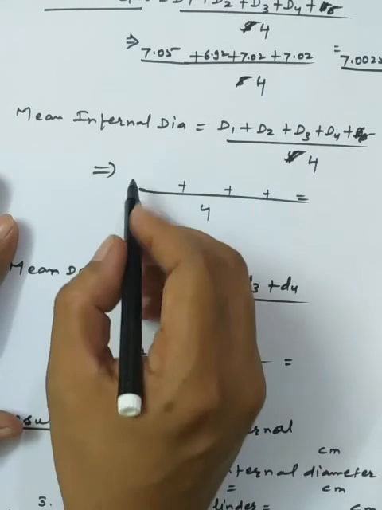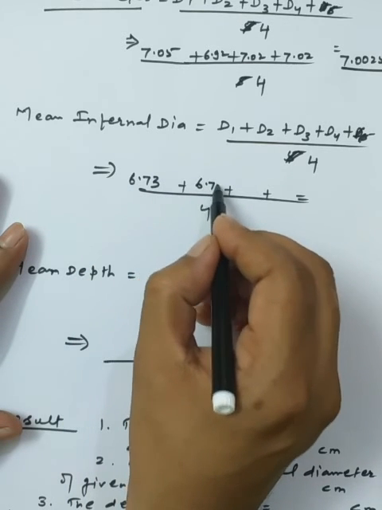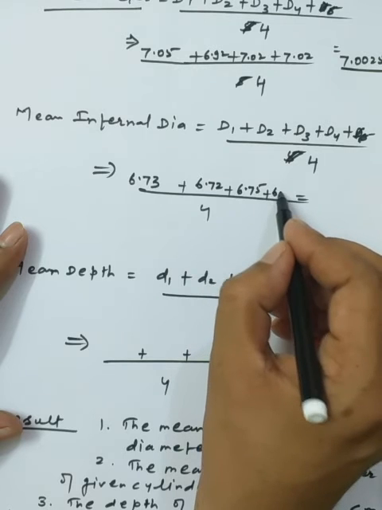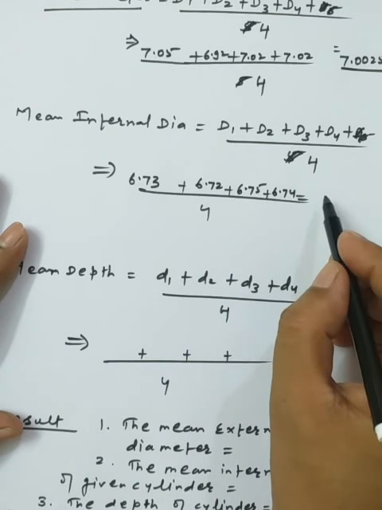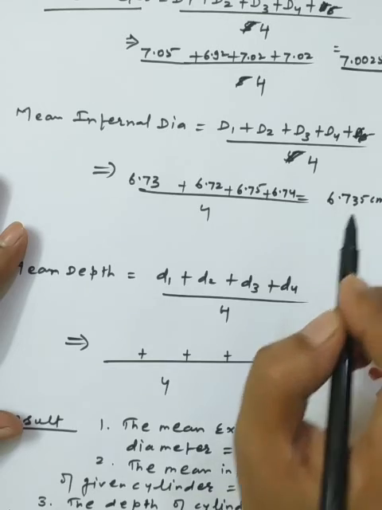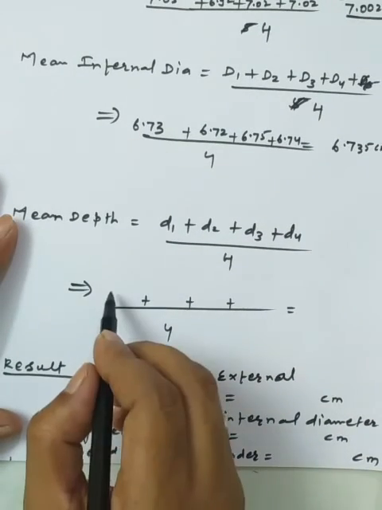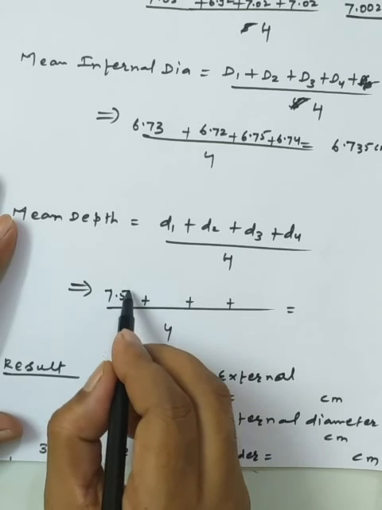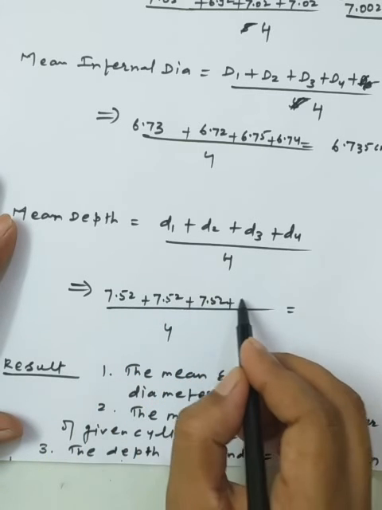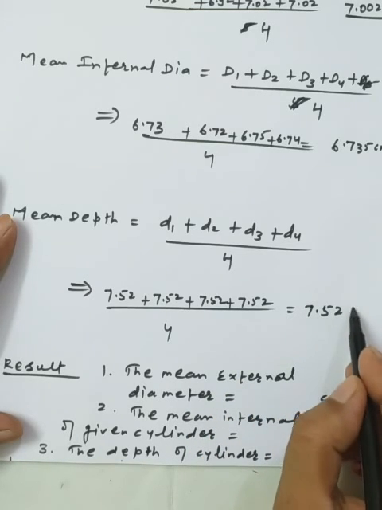Already we have the readings: first 6.73, then 6.72, then 6.75, then 6.75. Whenever we solve it, it comes to about 6.735 centimeters. So it is the mean internal diameter we have. Now for the mean depth, the readings are 7.52, 7.52, 7.52, and 7.52, so it comes to 7.52 centimeters.